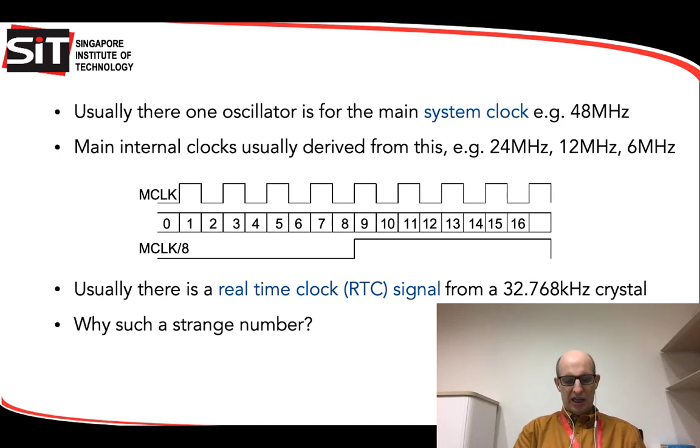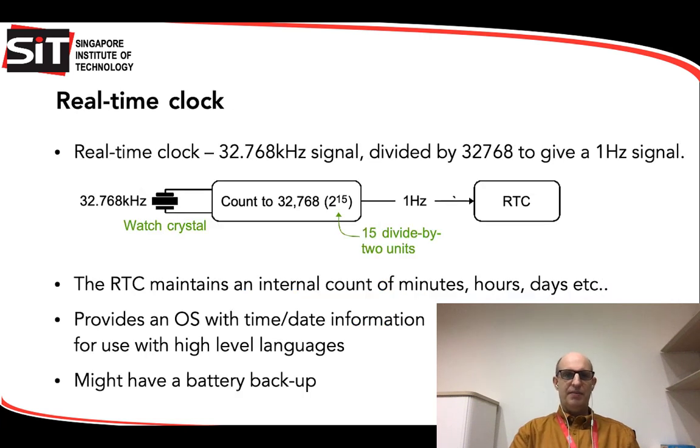There's also usually a real-time clock. It's a separate crystal or ceramic resonator connected to a microprocessor that runs at 32.768 kilohertz. And you'll find this crystal, this strange frequency, in everything from your mobile phone, in some cases, to a digital watch, to your desktop PC. They all have this crystal. It's called a watch crystal. It's a strange number, right? 32.768 kilohertz. Well, there's a reason for that.